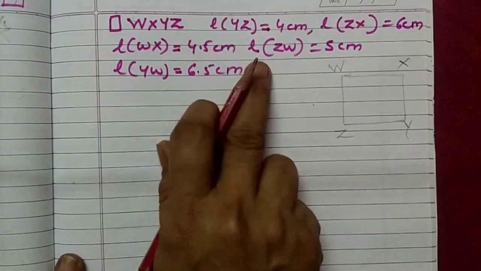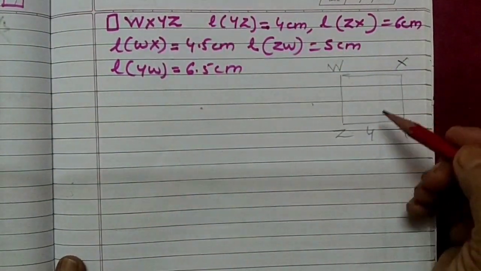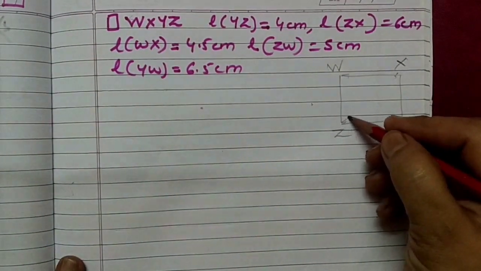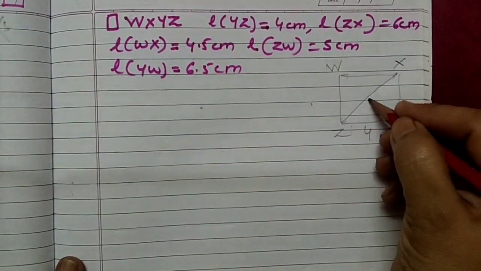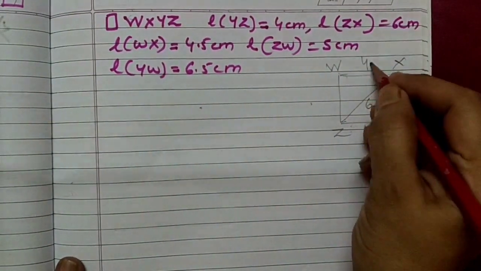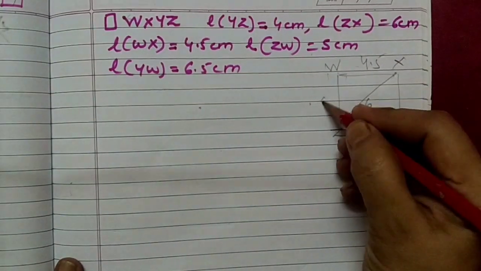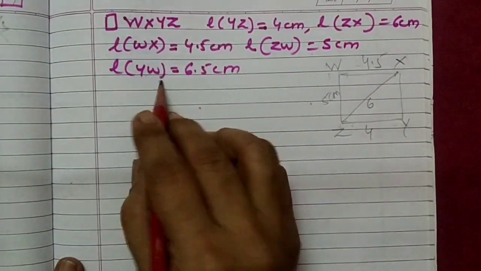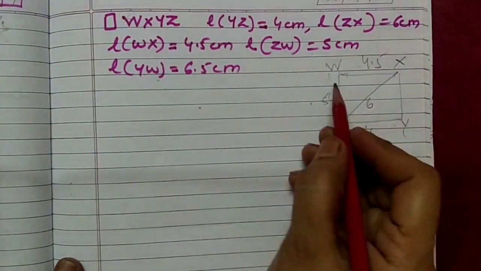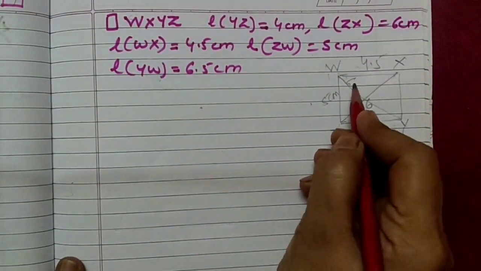What is given now? YZ. This is 4. ZX. This is the diagonal now. ZX. That is 6. WX, 4.5. ZW, 5 centimeter. YW. That is, this is this diagonal. It is 6.5.